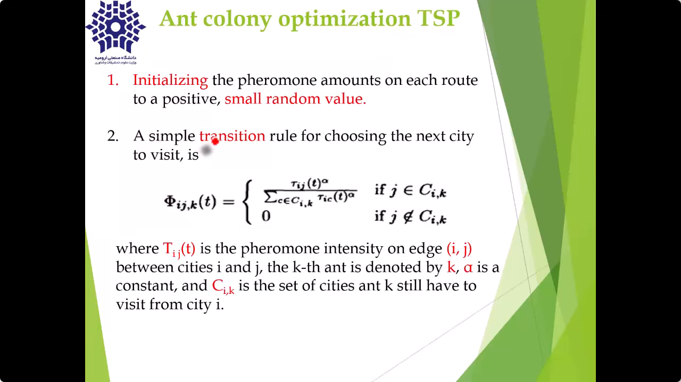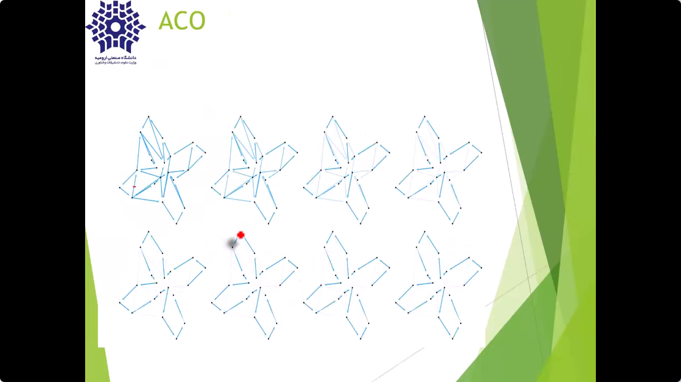Then there is a simple transition rule for choosing the next city to visit. When the ant is in this city, for example this one, the ant wants to travel to one of its neighbors. It could be this one, this one, or any of the neighboring cities.